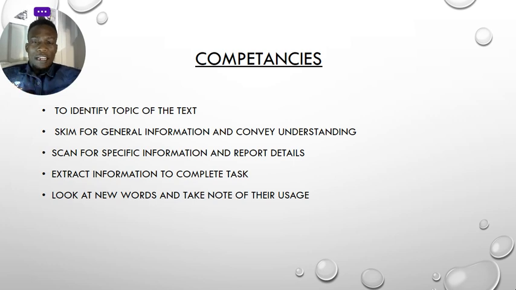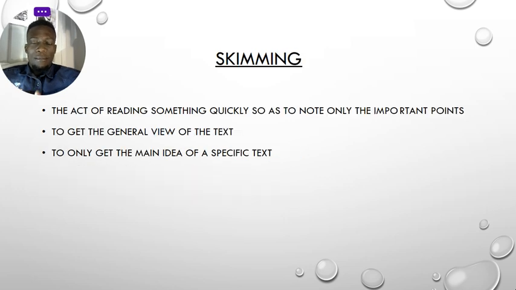Now, you should be able to understand the competencies that you need: to identify the topic of the text, skim for general information and convey understanding, scan for specific information and report details, extract information to complete a task, and look at a new word and take note of its usage as well. And then let's look at skimming itself. Now, what is skimming itself?